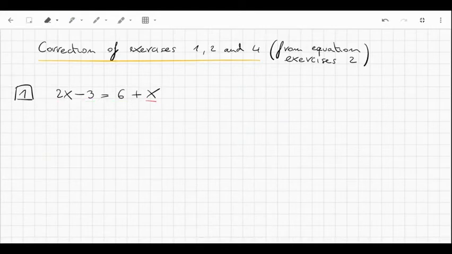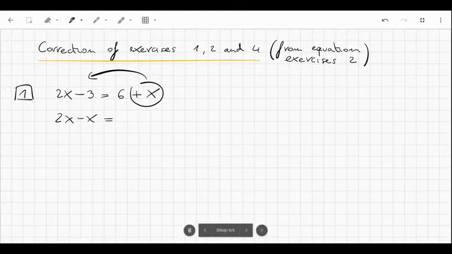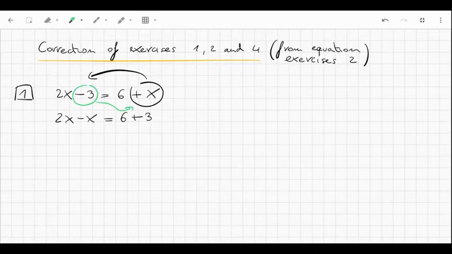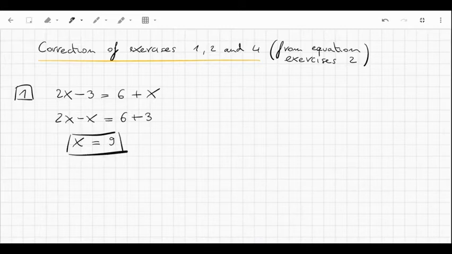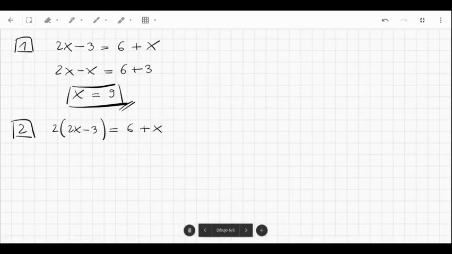Okay, so to do this, I can start writing down 2x and then this x goes to the left, subtracting, minus x. And this would be 6 plus 3 because this was minus 3 and it goes to the right side, changing the sign. The same happens for the x here, okay? So once we do this, we continue operating. x minus x is x equal to 9. So the first result, this is a solution, is x equal to 9. Okay, let's go to number 2.